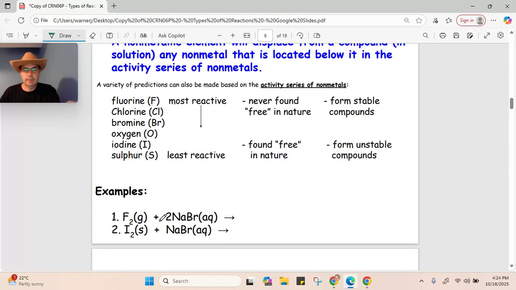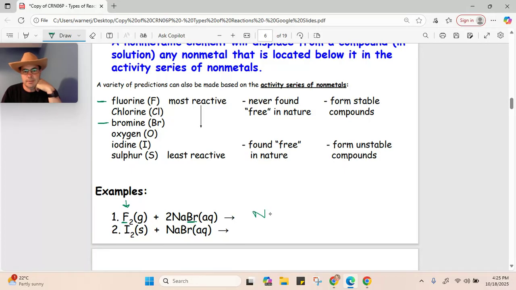So when we look at this, we've got two scenarios. We've got fluorine, right? So we've got fluorine, F2. And we've got sodium bromide. So I want to look at bromine versus fluorine. So here's fluorine, here's bromine. Fluorine's higher, fluorine's more reactive, wants to be in a compound. But right now, it's all by itself. So it's not in the compound. So that means the reaction is going to take place.